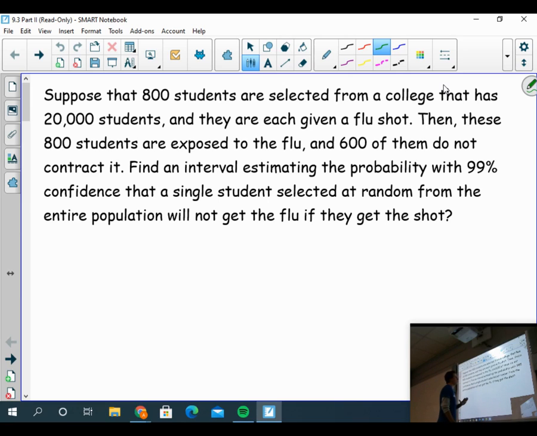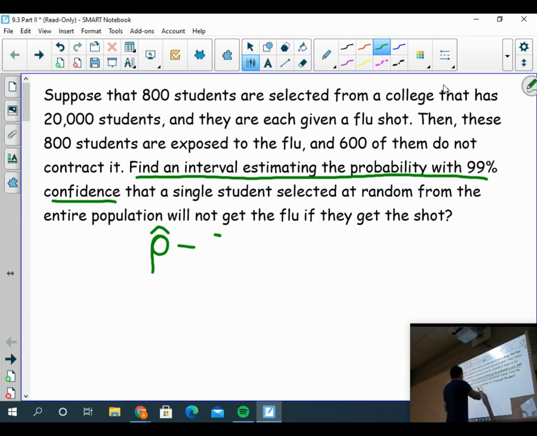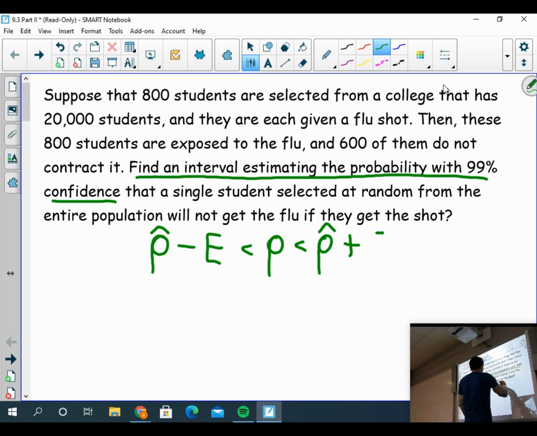So a lot going on here. But what curbs my anxiety when I'm looking at a lengthy word problem is identifying what they want me to do and writing down a formula that'll help me do it. We're supposed to find an interval estimating the probability with 99% confidence. They want a 99% confidence interval estimating a population probability. So what's our formula? P hat minus E is less than P, our population probability of success, is less than P hat plus E. Okay?